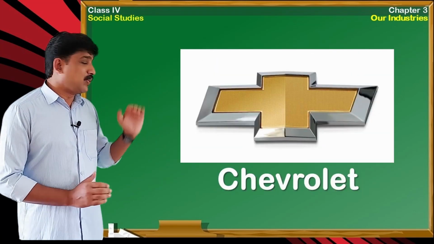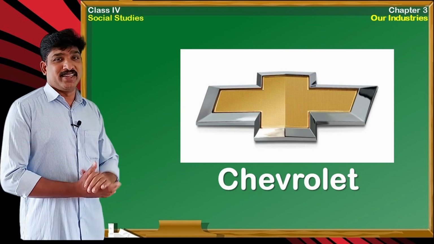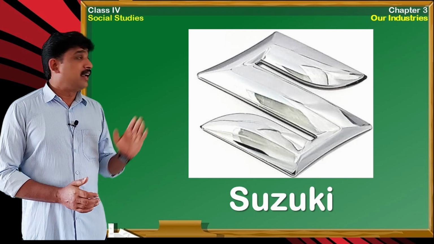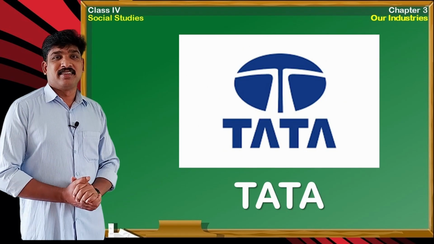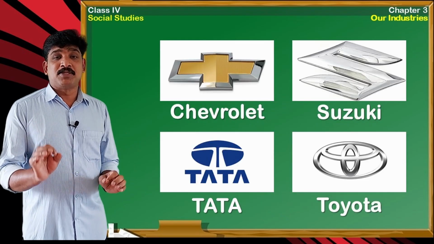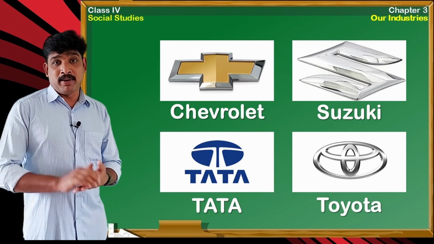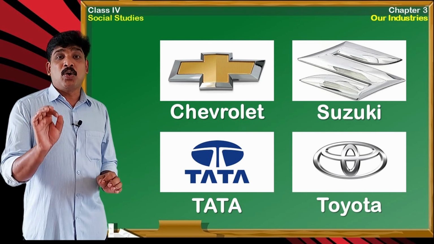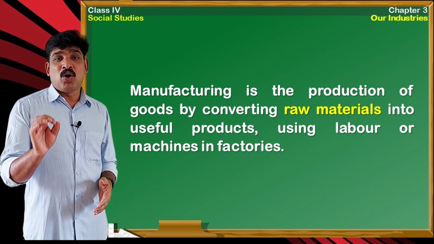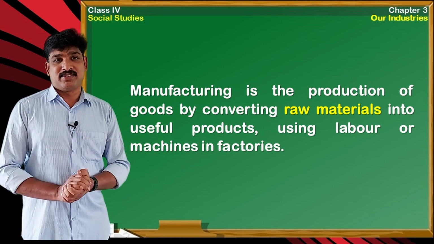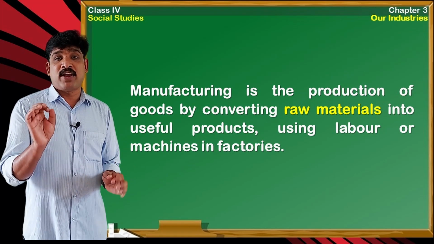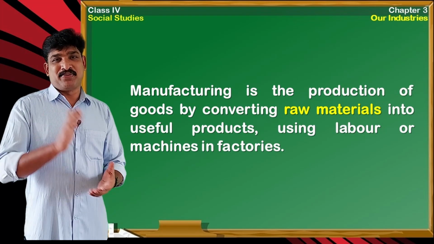Take a look at this logo. This is Chevrolet. And now this Suzuki. And this is Tata. And this one is Toyota. These companies produce goods, mainly automobiles, by converting raw materials into useful products using labor or machines in factories. This process of making useful products using raw materials in a factory is called manufacturing.